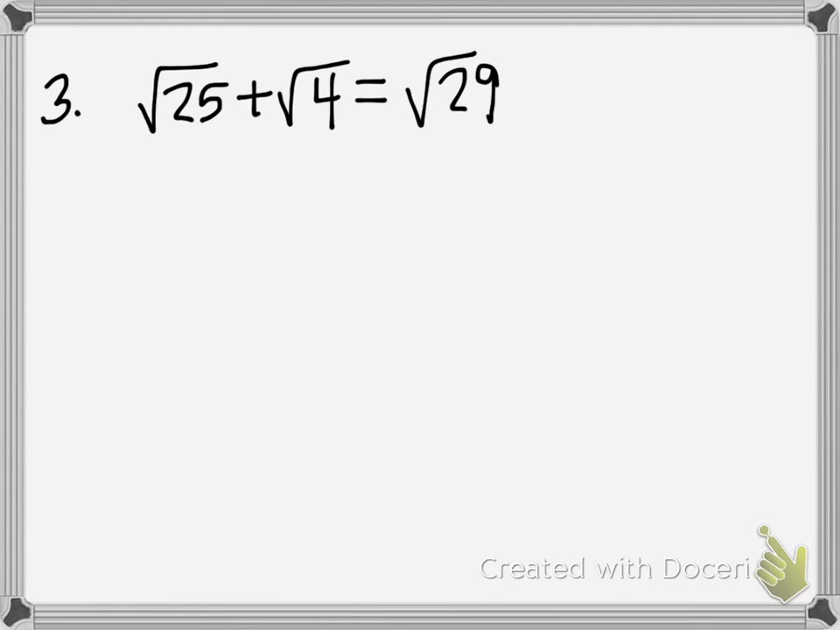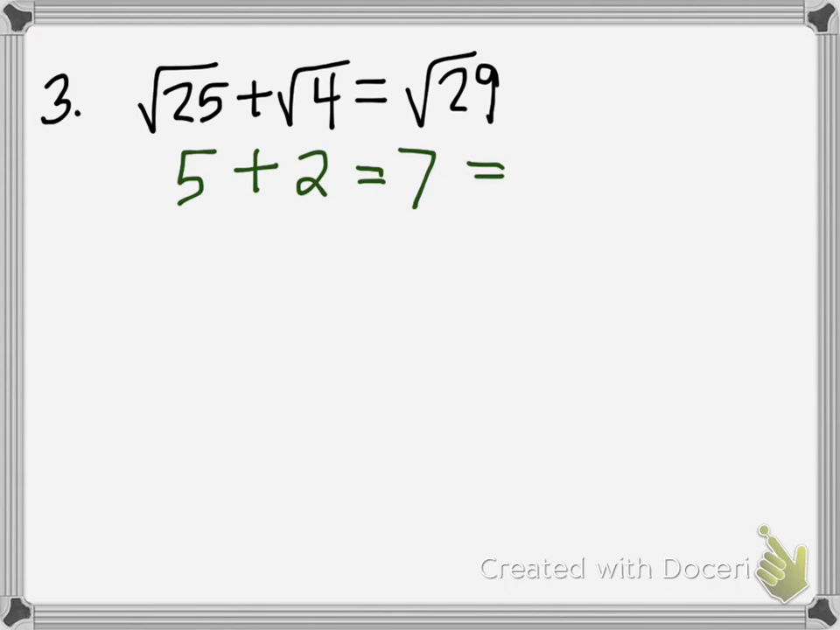For number 3, we're trying to find the error that was created when combining the square root of 25 plus the square root of 4. First thing I notice is that the left-hand side contains two perfect square roots. The square root of 25 is 5 and the square root of 4 is 2. So the left-hand side is equal to 7 if I sum 5 plus 2 together.